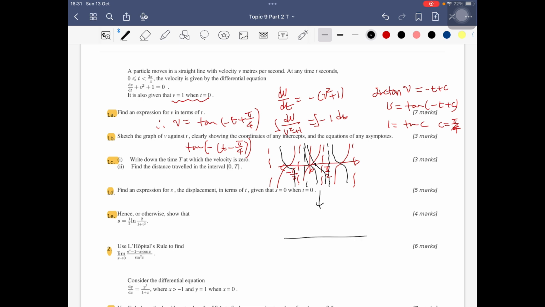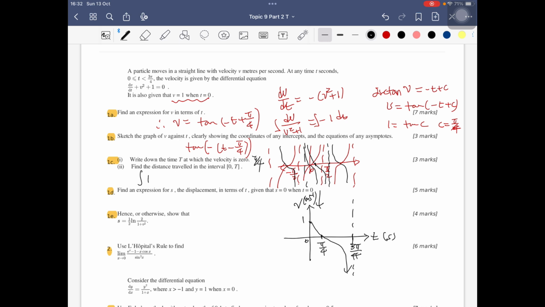Which means 3 pi over 4 will be the asymptote, and this is pi over 4. So like this. This is 1. Velocity is the vertical axis, this is the origin, and this is time in seconds. Velocity is in meters per second. So time t, velocity is 0 at pi over 4. And then the distance traveled from 0 to pi.